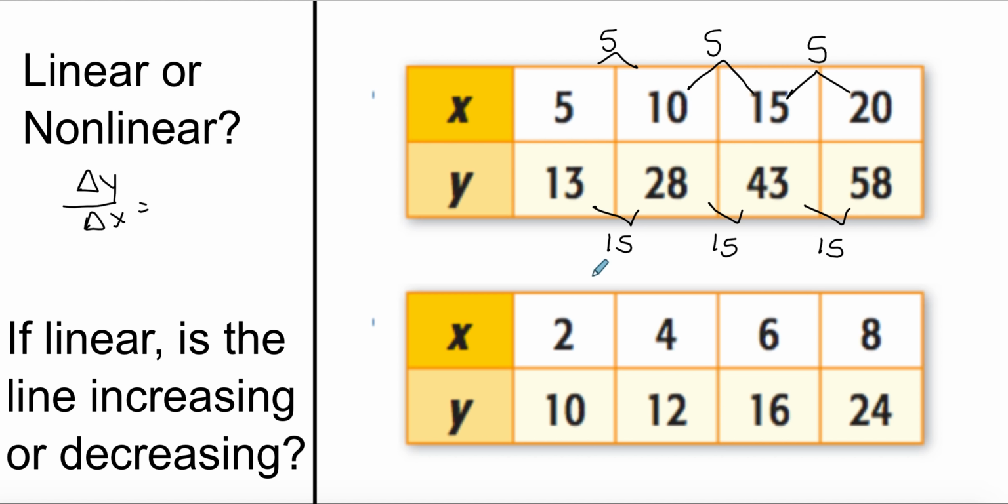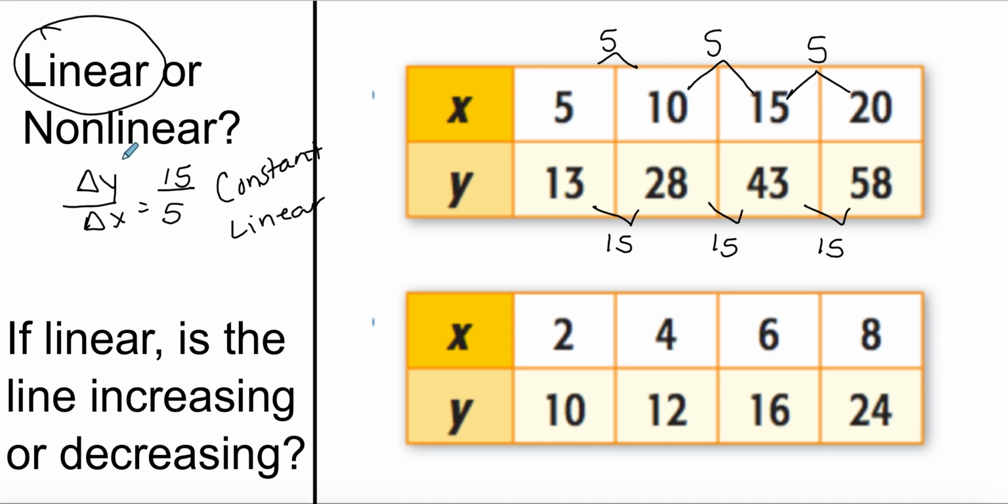So my change in y, all of these were 15, over my change in x, all of those were 5. They were all the same, so they were constant. And since it was constant, that means it is linear, because linear is constant. And then, since all of these are positive numbers, I can tell they're increasing the further I go. This is increasing.